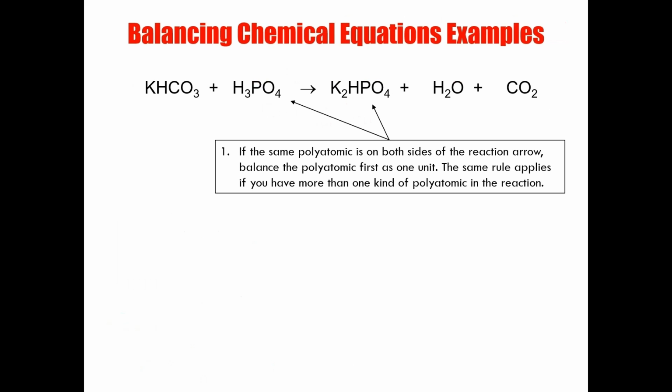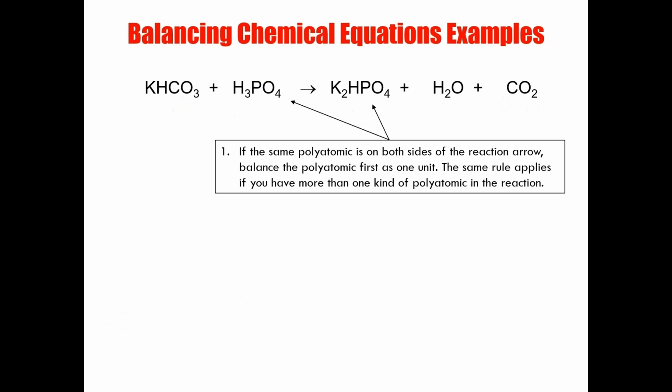And so if you take a look at carbonate, carbonate is only on one side of the reaction arrow. It does not exist in the product side. Now, although carbon dioxide looks like carbonate, it is not carbonate. Because of that, I cannot treat it as a single unit.